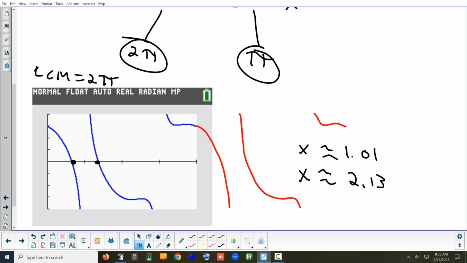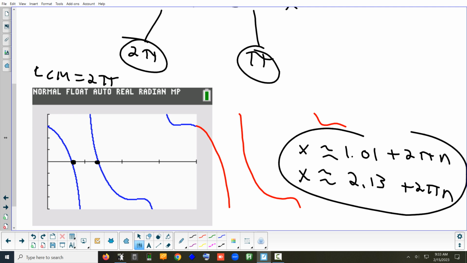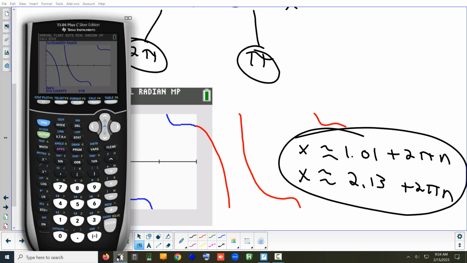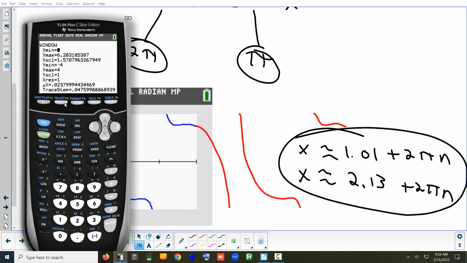And what do we put on the end of each one of them to indicate that it repeats forever? Yeah, plus 2 pi n. There you go. So there's a problem that has 2 answers per cycle. Any questions on that one? Do you show the window again? The window, yeah, it's the same window we used for the last problem, the 0 to 2 pi.